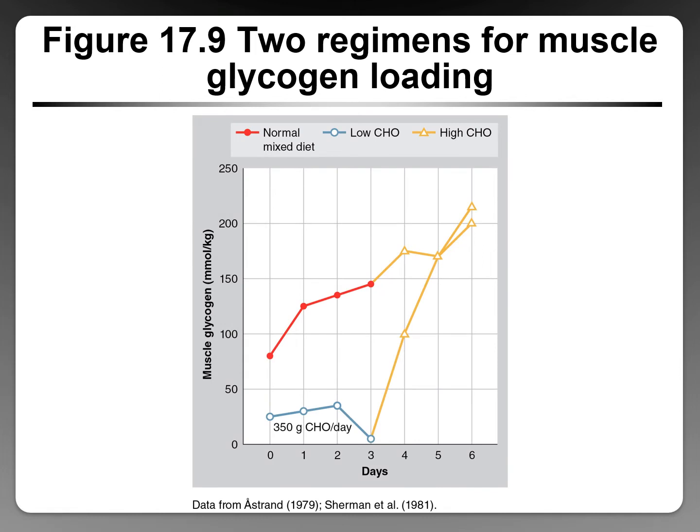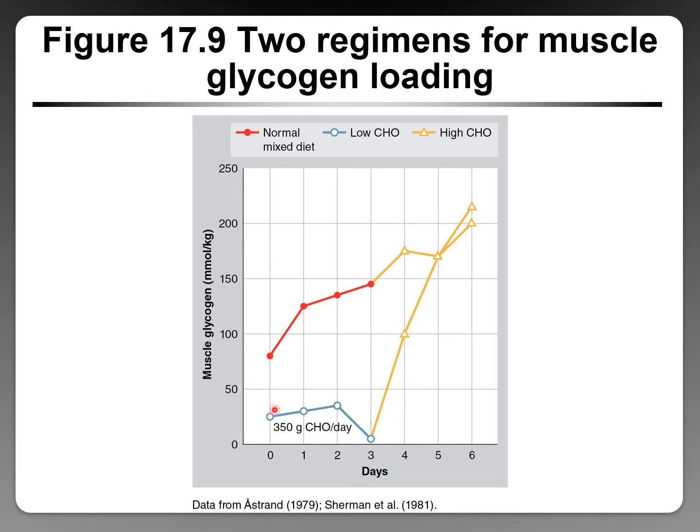There are two different types of regimens that an individual could perform if they wanted to carbo load. In one regimen, they performed an exhaustive activity, getting down to 0, and then ate a low carbohydrate diet for 3 days. And then after that, during that third day, they switched to a high carbohydrate diet for the 3 days prior to that activity.